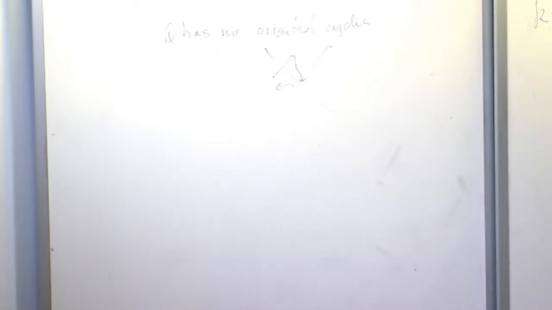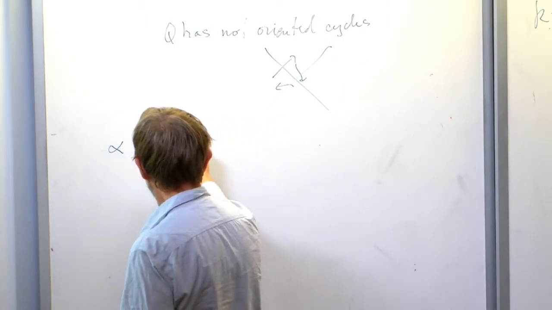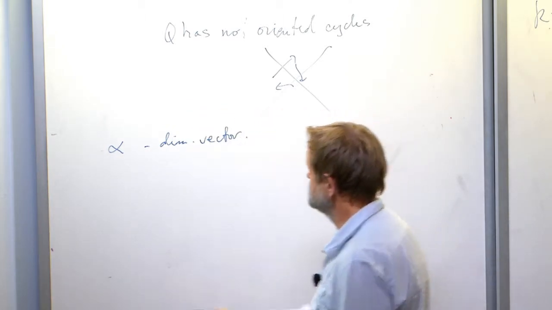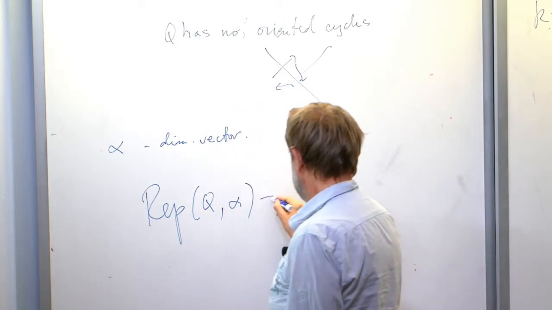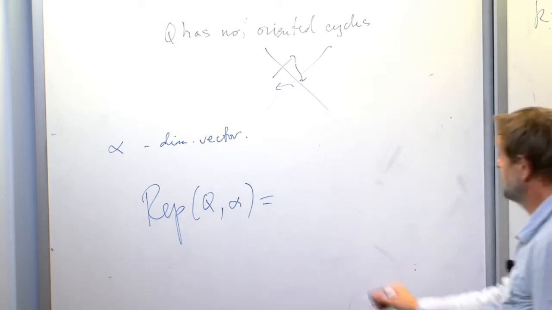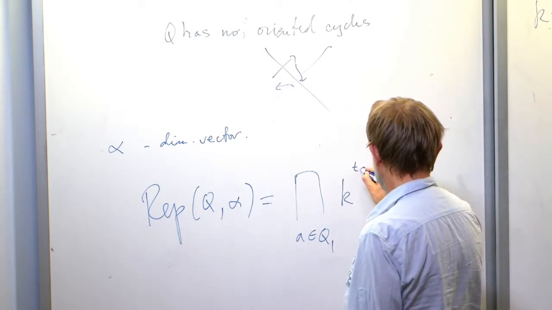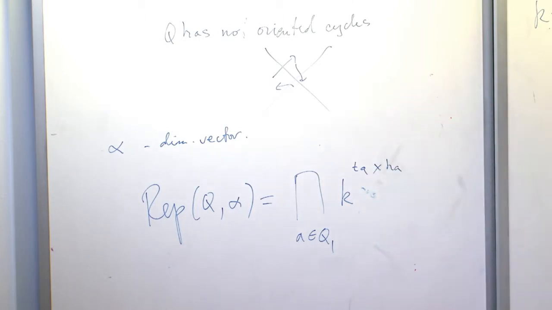Now you see we fix a dimension vector alpha. And now I have this Rep(Q, alpha). This is just a big affine space because each arrow gives me a matrix. I have a bunch of matrices, right? So it's a product over a in Q1 of K to the t(a) cross h(a). And now I have my group.